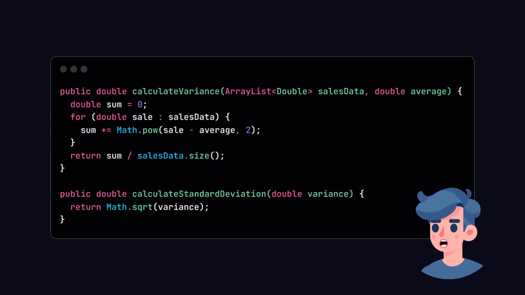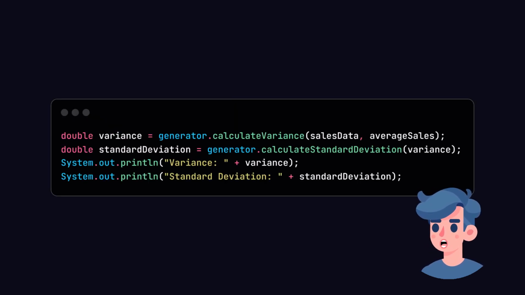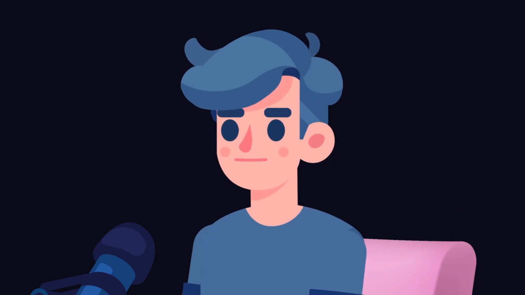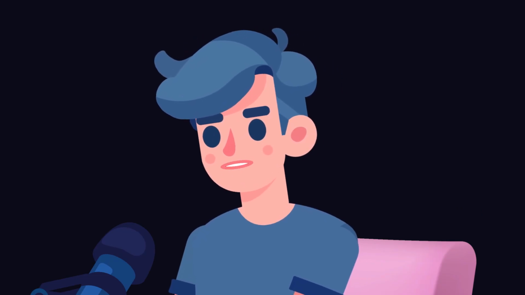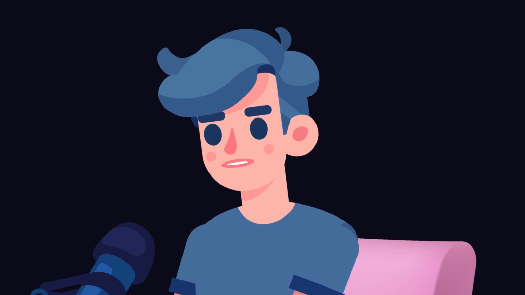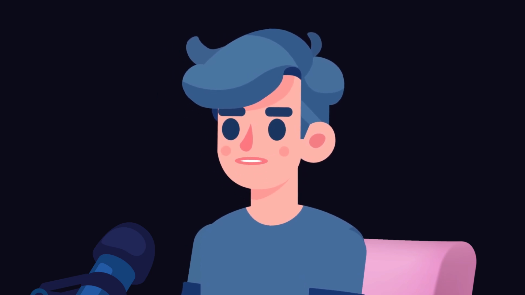Now we will move into more advanced analytics by calculating variance and standard deviation of our sales data. Variance tells us how much the sales fluctuate, while standard deviation puts this variability into a more interpretable metric. Similar to before, we will invoke these new methods in our Main class. First, calculate the variance, and then the standard deviation. When you run the application this time, you should see the calculated variance and standard deviation for your sales data, providing further insights into the sales trends.